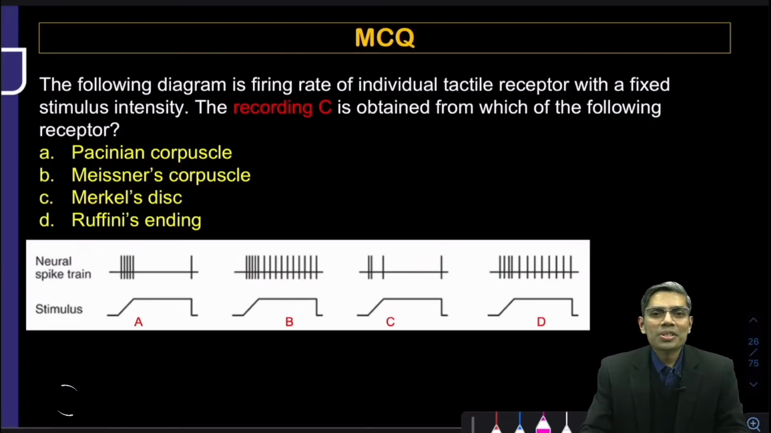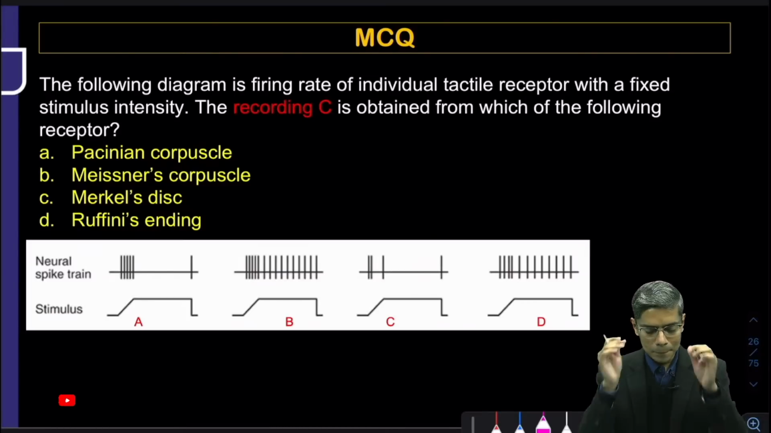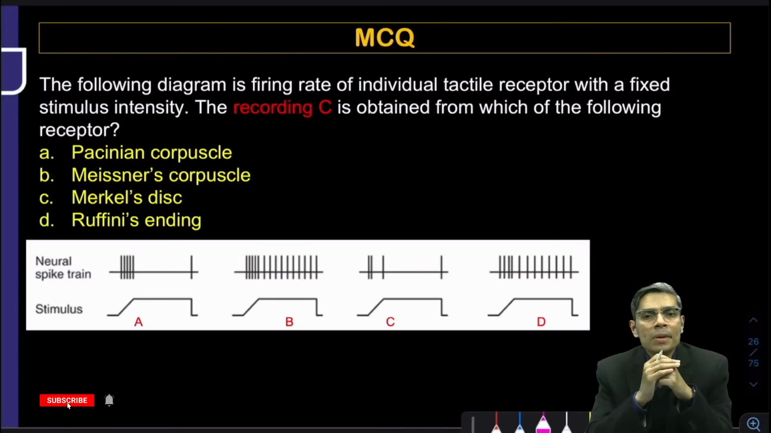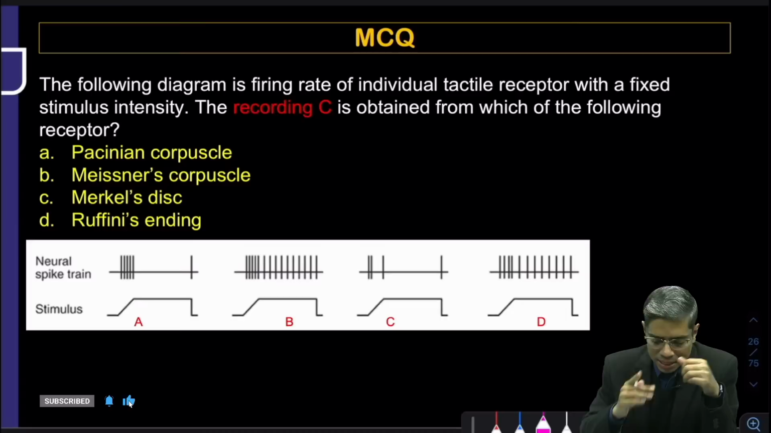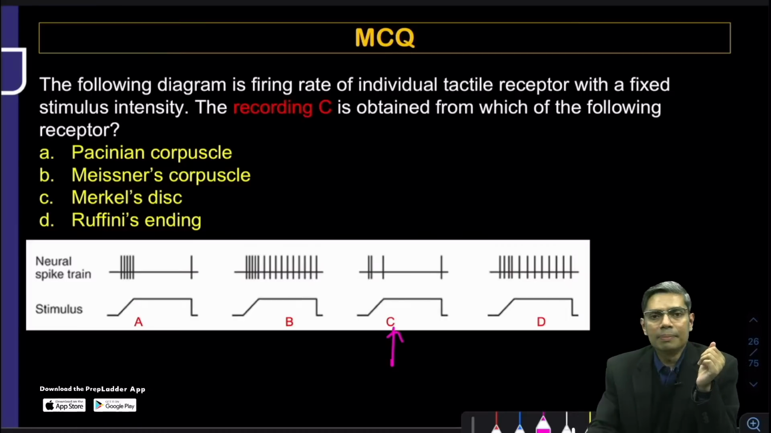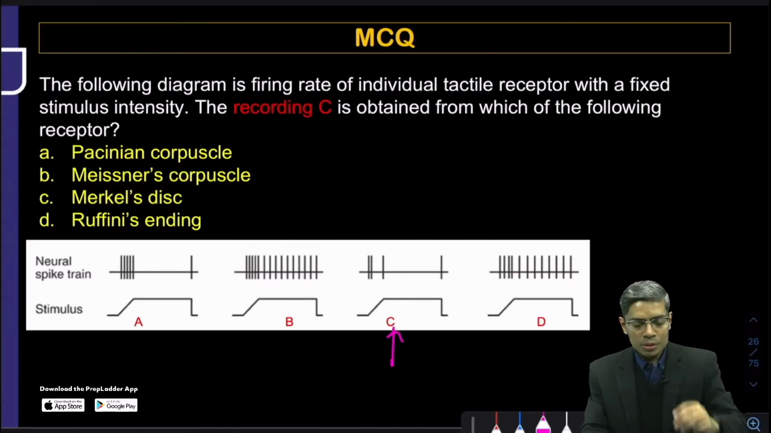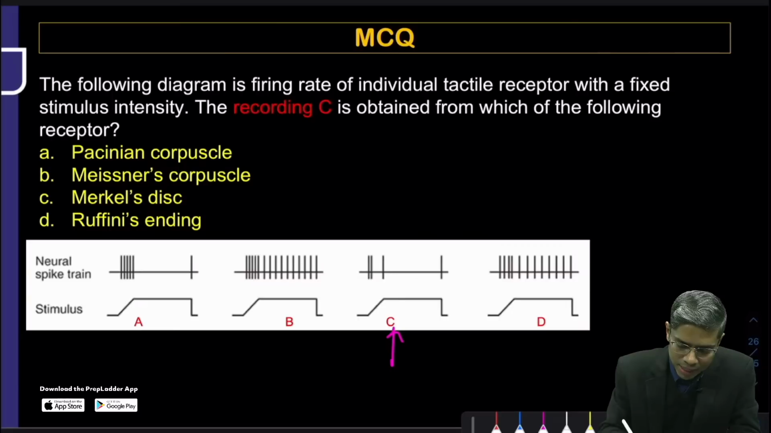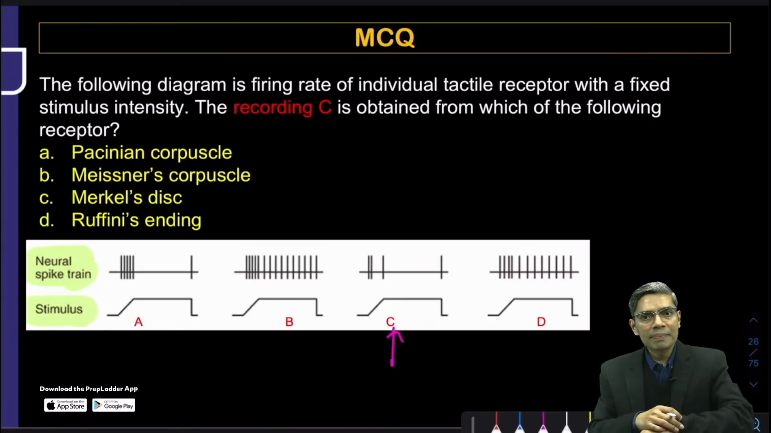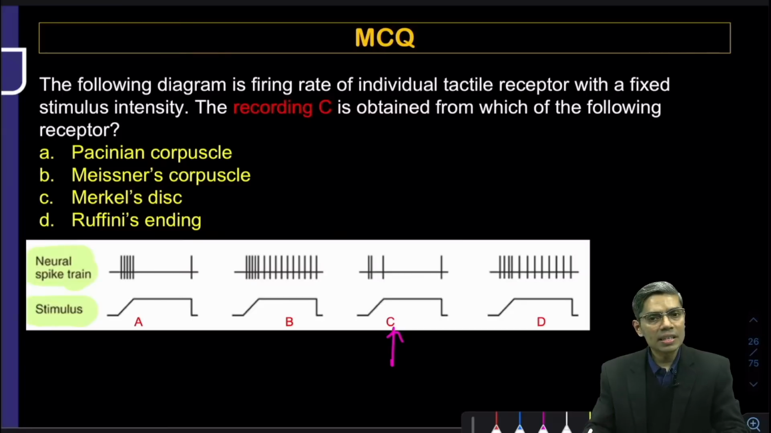Okay, now the next question is here. Look at here. The question is diagram C. So what is this diagram? Which receptor is this? First of all, you have to understand what is in this diagram. The stimulus is given and the action potential is also given. Stimulus and action potential both are given.